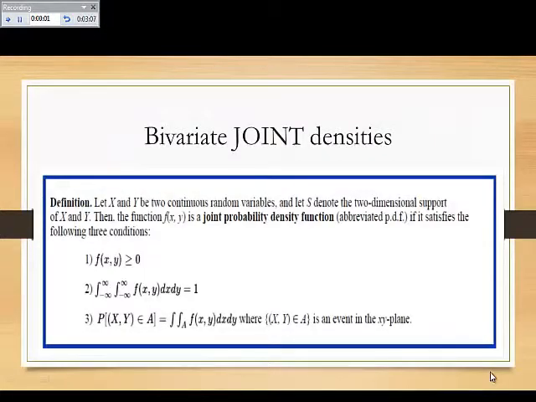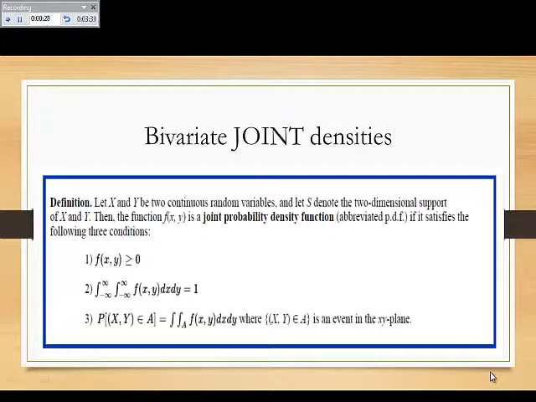Okay, so we start with the basic definition. That there is a bivariate joint density function. So if you have any two random variables, they have a joint density function. This is a function which we can call f of xy. Sometimes I call it j of xy, just to show that this is a joint density.